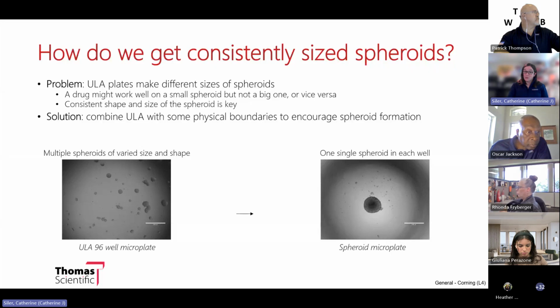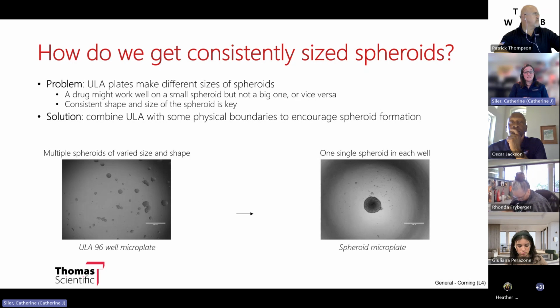So we talked about ultra low attachment surface. That is the way that we're going to get cells to not stick to the plate, but rather to each other. Now, the problem there is that if we just put some cells into that ultra low attachment plate, it can form different sizes of spheroids. And if we're trying to study how a drug works on a particular cancer line, we need everything to kind of be the same size because a drug might work well on a really small spheroid, not so well on a big one. So really consistency is going to be the key here.